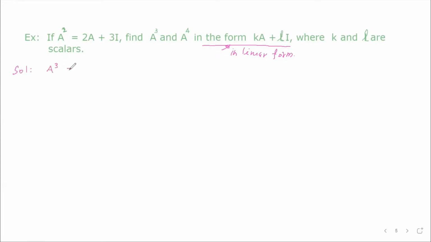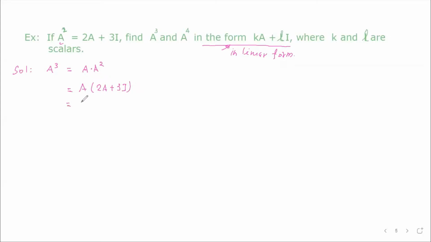A cube, I can break it down to become matrix A times matrix A square. Why? Because we have A square here, so we can replace it in there, inside, right? So this one is going to be A, and replacing A square becomes 2A plus 3I. Okay, then we simplify.